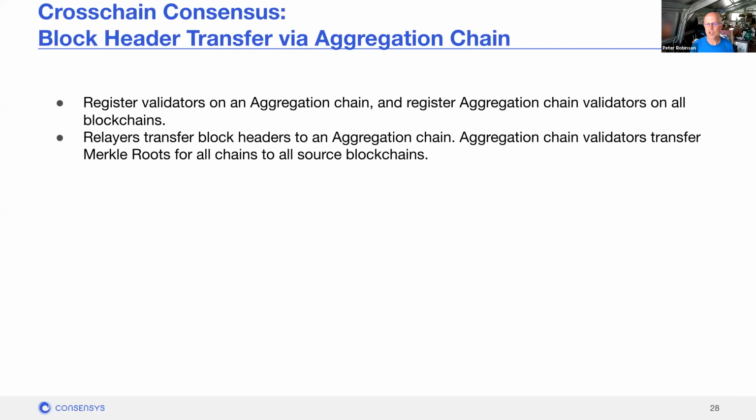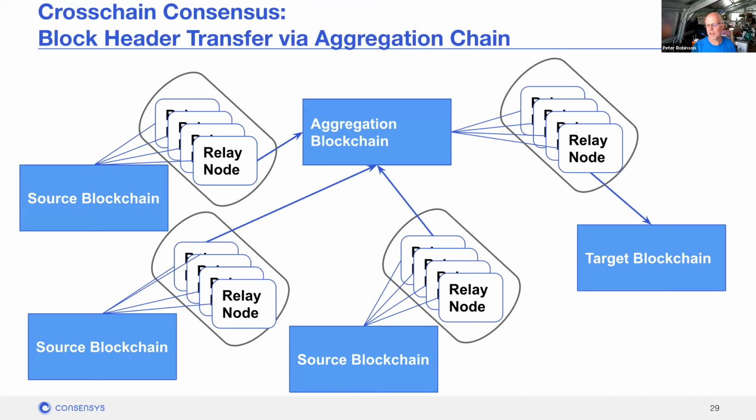Another mechanism is you could use an aggregation chain. So you could register all of the validators from the source chain with the aggregation chain, and then you could register the aggregation chain with the destination chain, with the target chain. So you're doing everything via an aggregation chain. You might have many source blockchains and many target blockchains, and the target blockchains would only be having block headers transferred from the aggregation chain. It means that you're not having to submit blocks all over the place to all different chains. It would only be on one single aggregation chain.